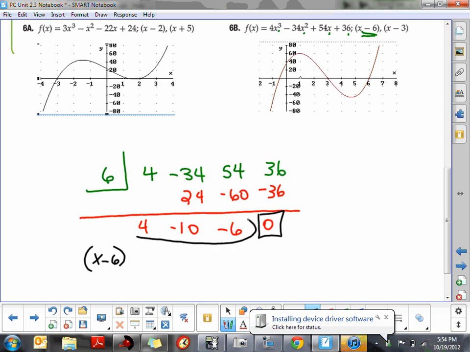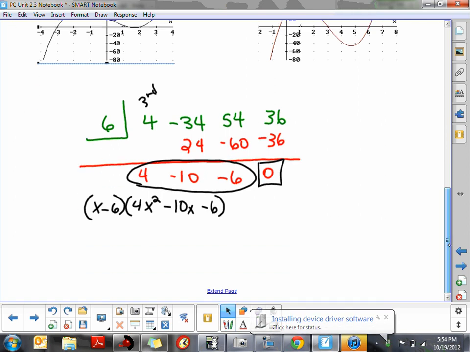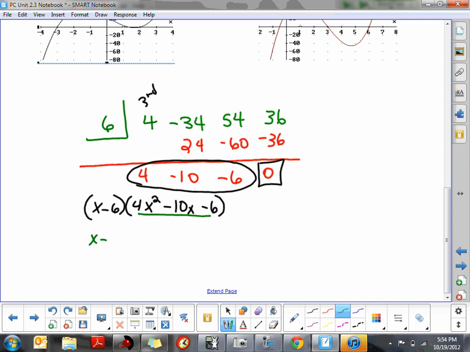The depressed polynomial that I have here starts with 4. It was a third degree, so now it's going to be a second degree polynomial, 4x squared minus 10x minus 6. Now, there's really no reason for us to do anything else with that other than factor it. What I know factors out of a 4, 10, and 6 to make our factorization easier would be a 2. So I'm going to pull out a 2. If I divide everything by 2, I get a 2x squared minus 5x minus 3.